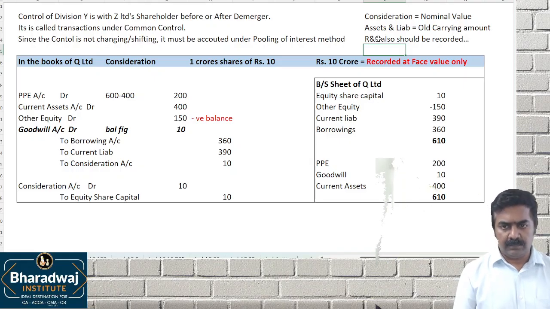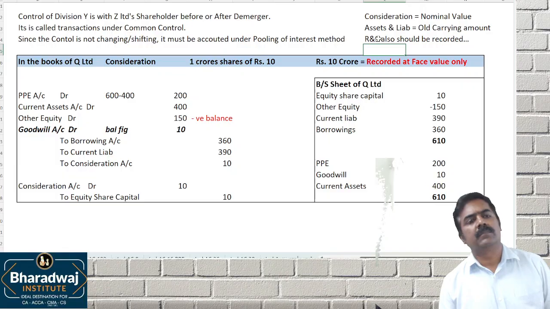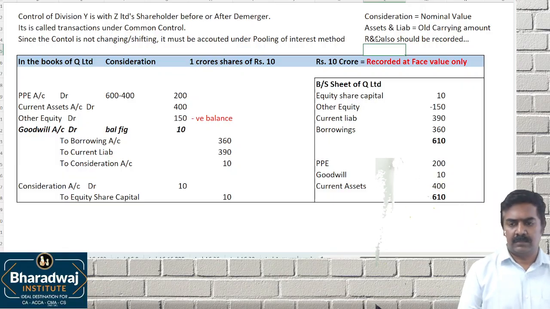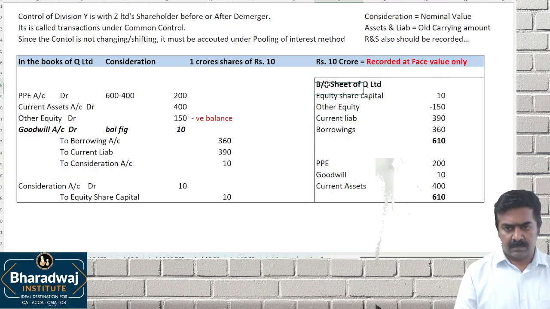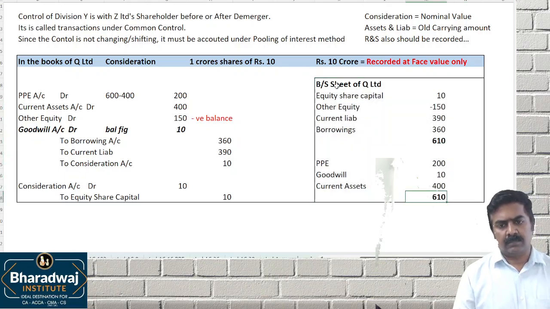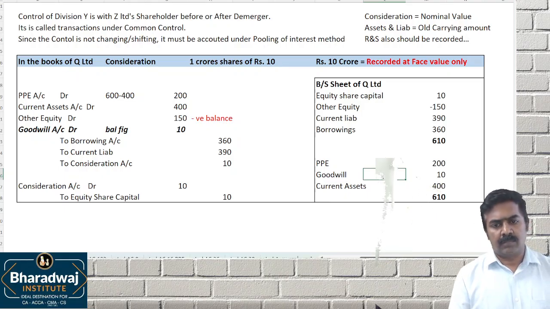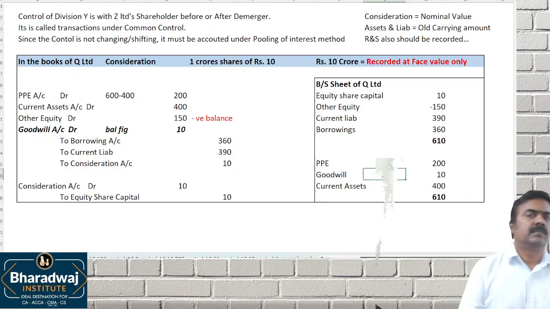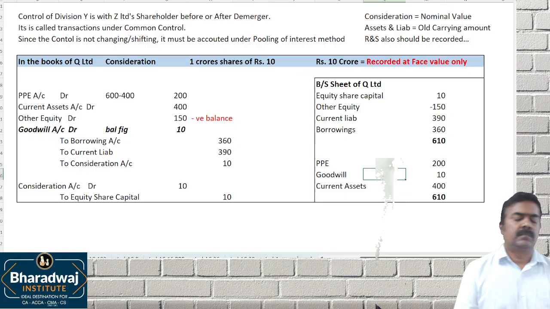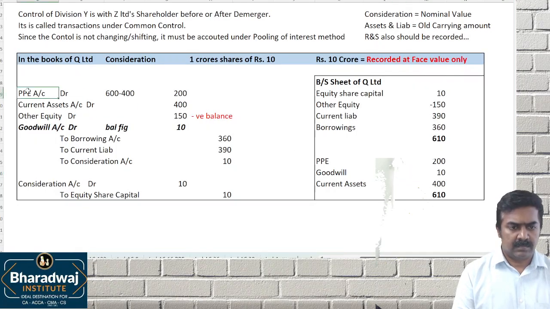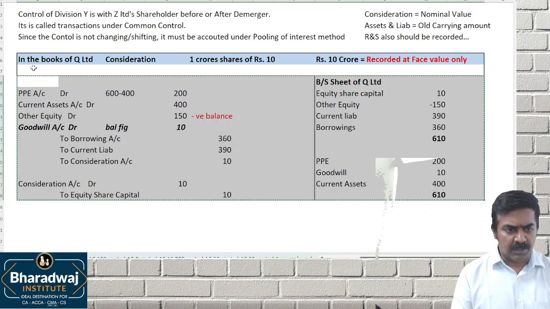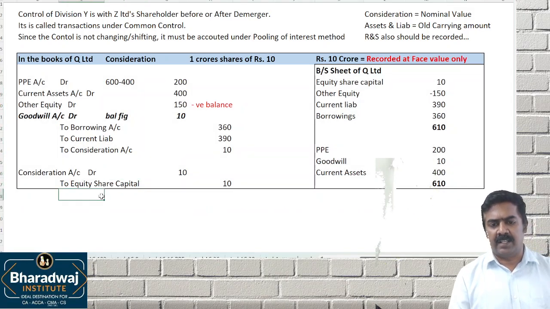Shall we? This is in the books of which company? Q Limited, demerged company, demerged company.